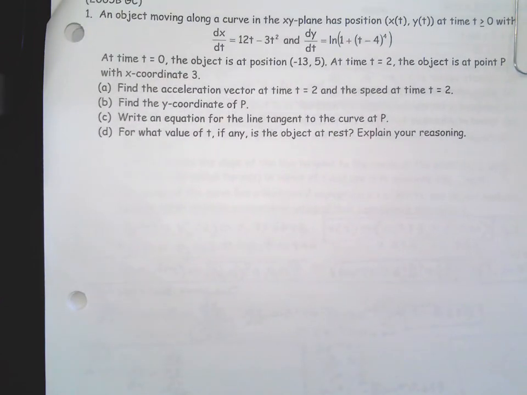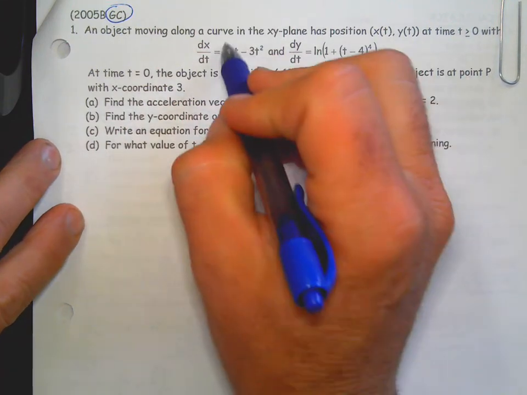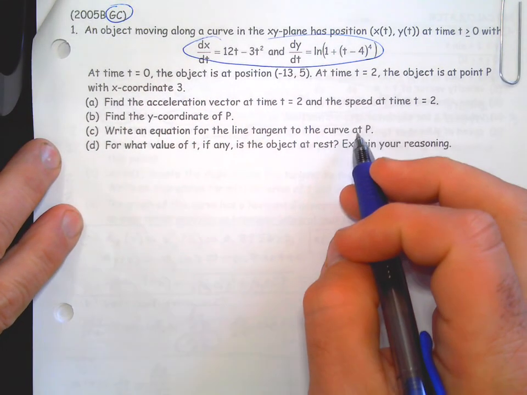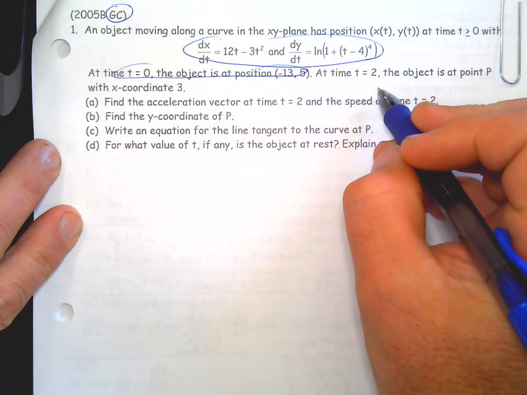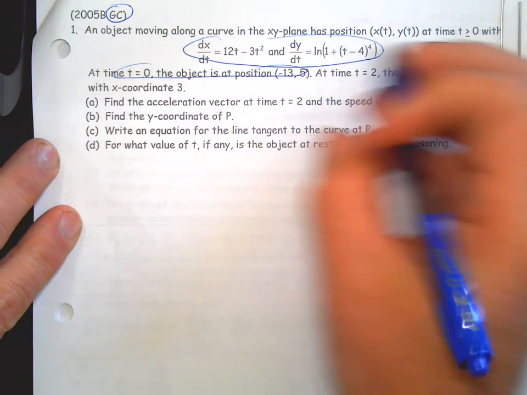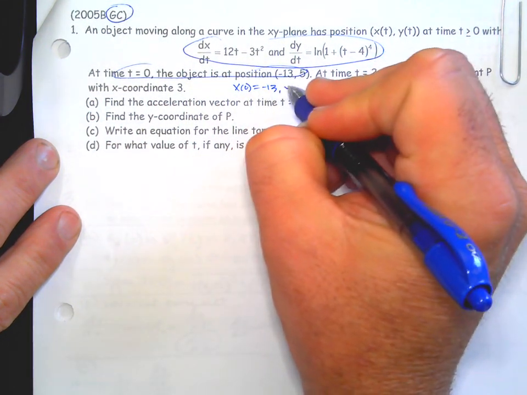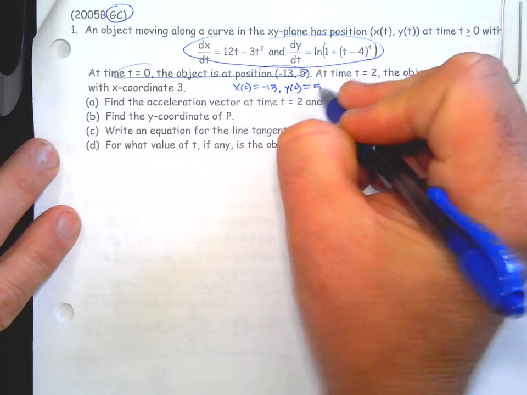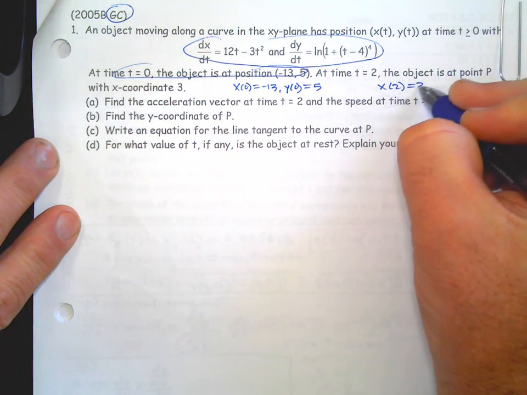All right. Next one is a graphic calculator problem also. They're giving you velocity vectors. They're giving you position at time 0, and then they tell you part of the position at time 2. So x0 equals negative 13, y0 equals 5, and x2 is 3, but they don't give you y2.